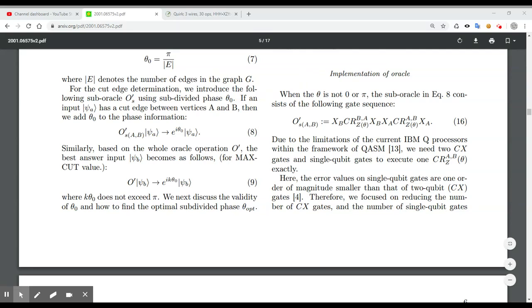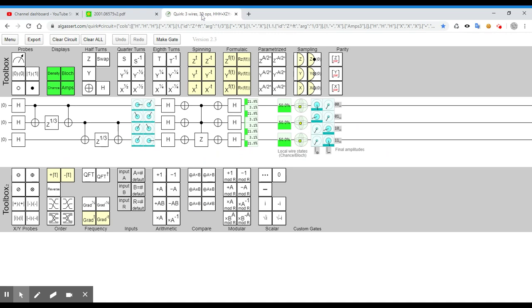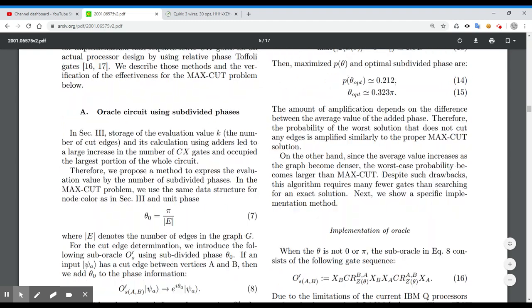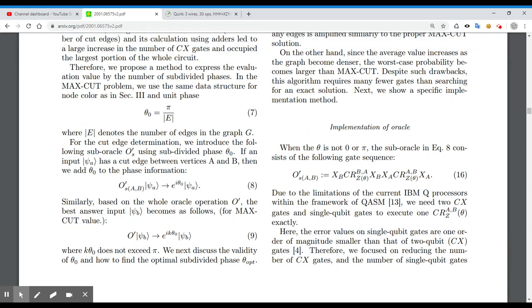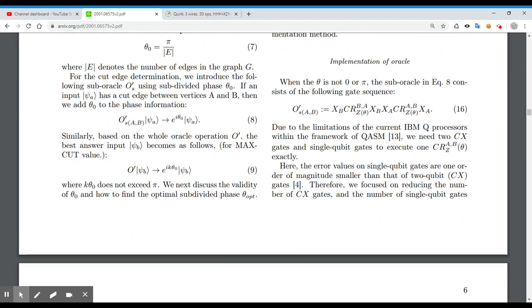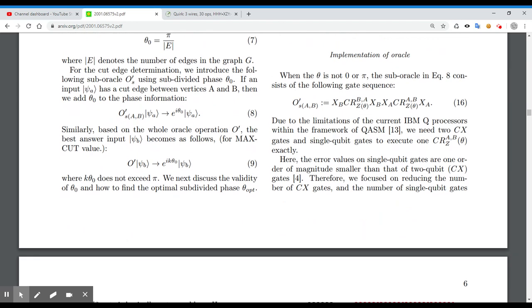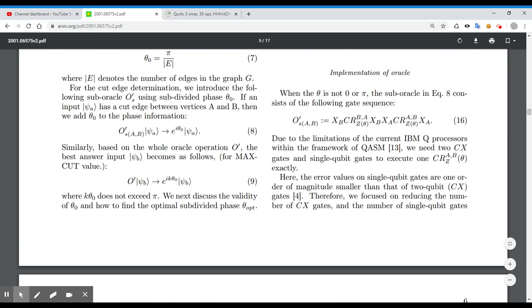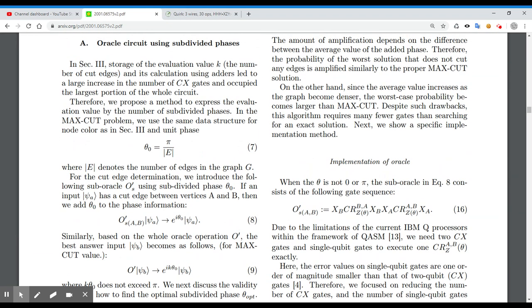So now it's time to get into the implementation of the Oracle. That's where we left it in part 3. Basically the subdivided phases implementation, as they call it, that gets rid of the others. And so we're now getting into the actual Oracle implementation.